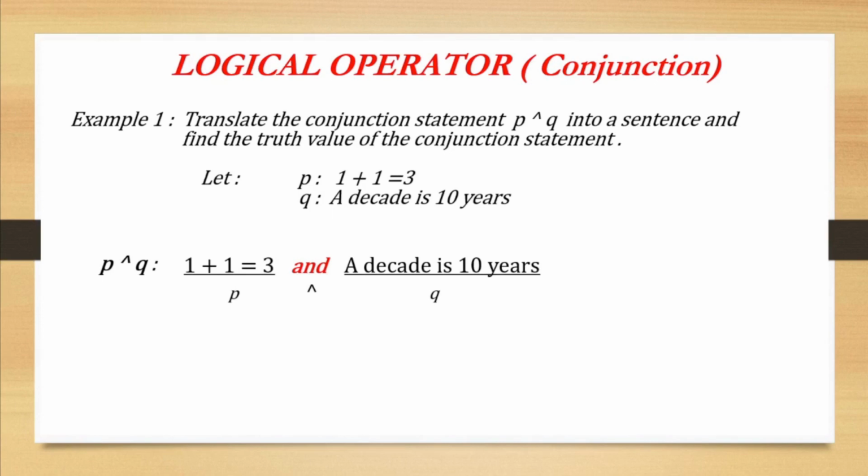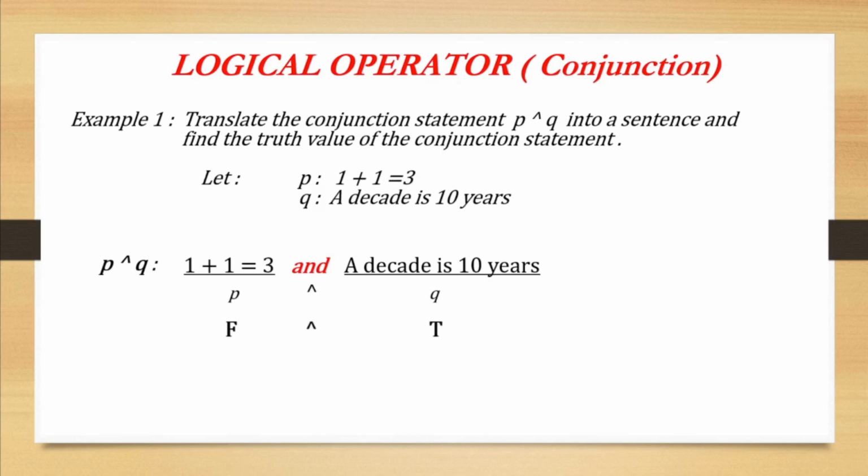If we are going to evaluate the truth value of the statement 1 plus 1 is equal to 3 and a decade is 10 years, let us first check the truth value of proposition P and the truth value of proposition Q. Looking at proposition P, 1 plus 1 is equal to 3, it is a false statement. And proposition Q, a decade is 10 years, is a true statement. By plugging in the truth values for P and Q, we have false and true.